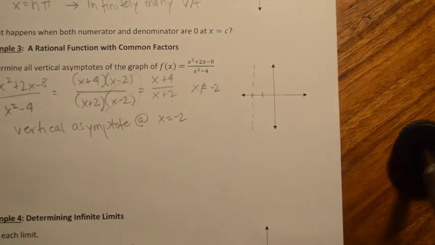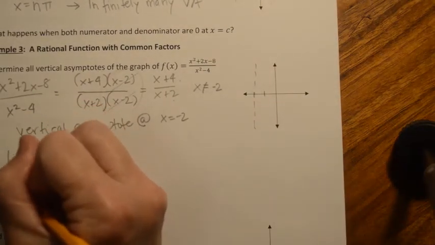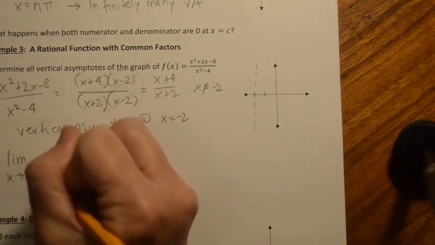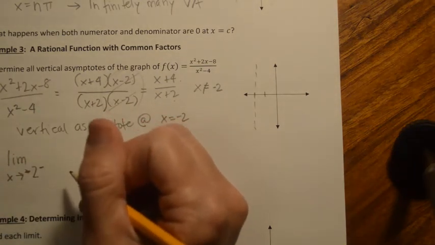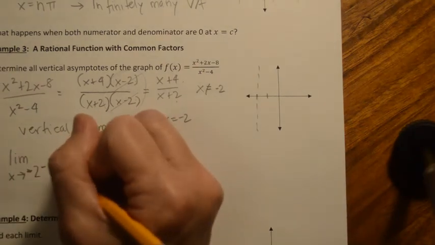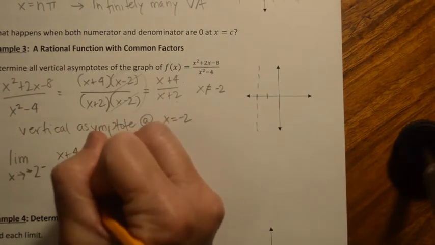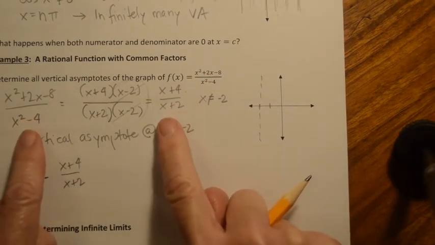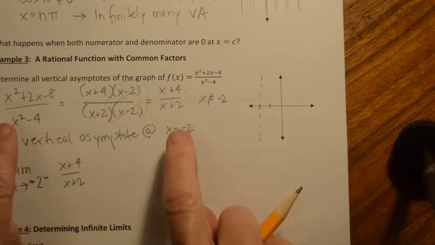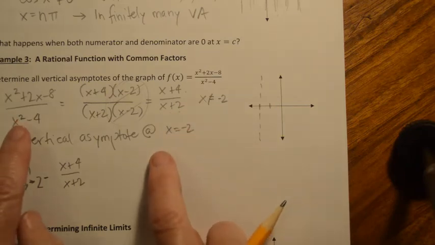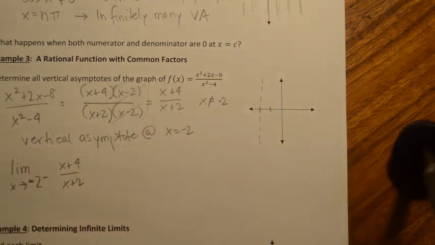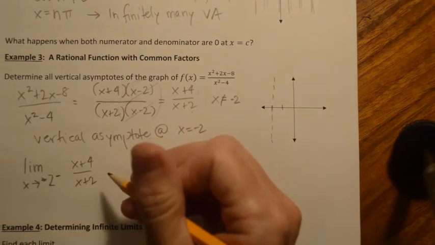All right, we have to see what happens. What's the limit as x approaches negative 2 from the negative direction? All right, we're going to just use x plus 4 over x plus 2. It won't make a difference if we use this or this, because we have a theorem that says that if I can find a function that's the same as our original one, same everywhere except at a certain point, the limit is going to exist and be the same there. So I'll just use this one.